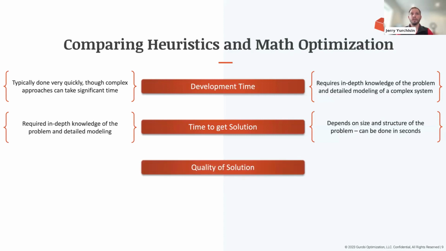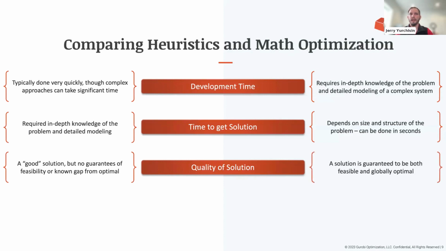The quality of the solution. A heuristic provides a good solution, but there's no guarantee of whether it is actually feasible for you, whether you can actually do it, or how far it is from a possible optimal solution. Those are all unknowns. A mathematical optimization solution is guaranteed to be both feasible and globally optimal. So if you get a solution that pops out, there's nothing better out there for you. That really helps instill confidence in decision making.